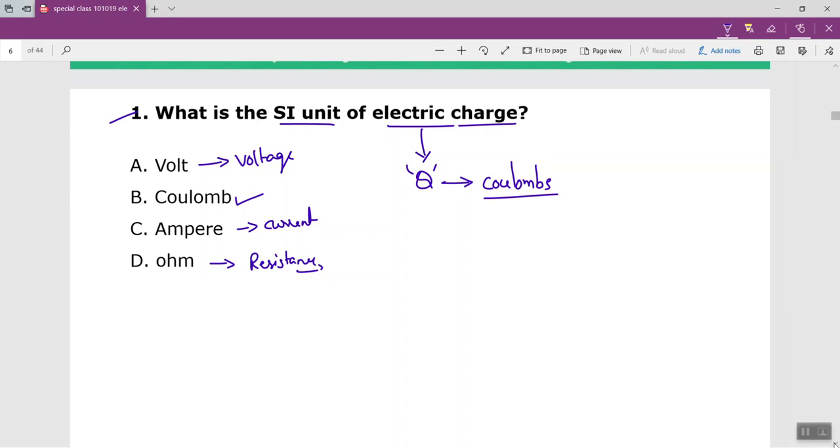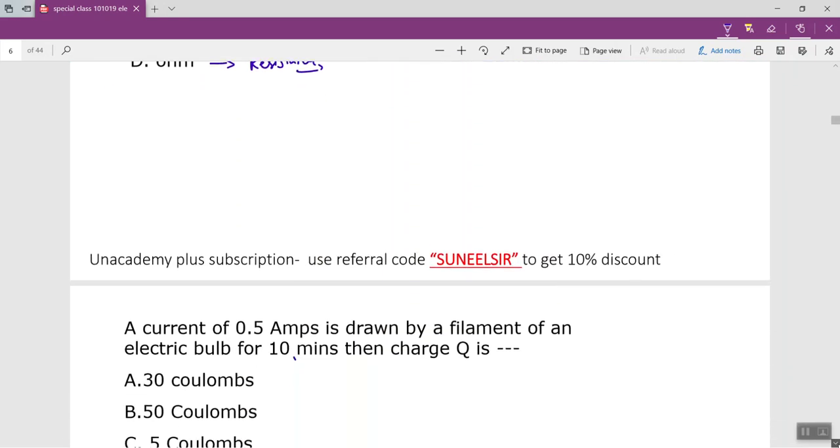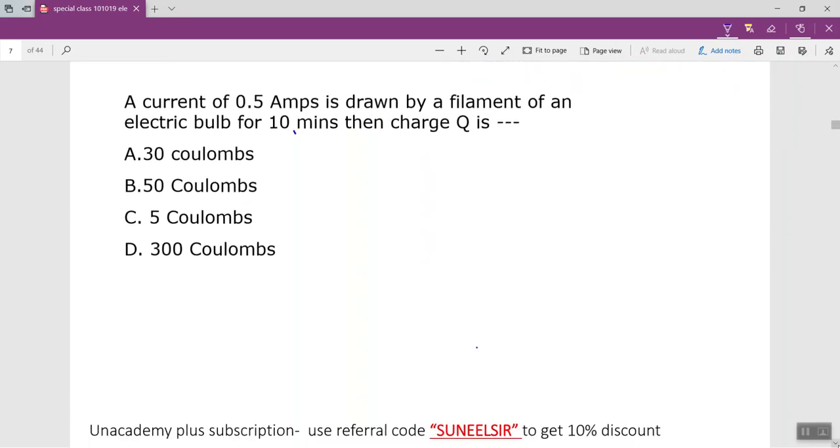The next question is, a current of 5 amps is drawn by a filament of an electric bulb for 10 minutes. Then what will be the charge? And we know very well what the current is.